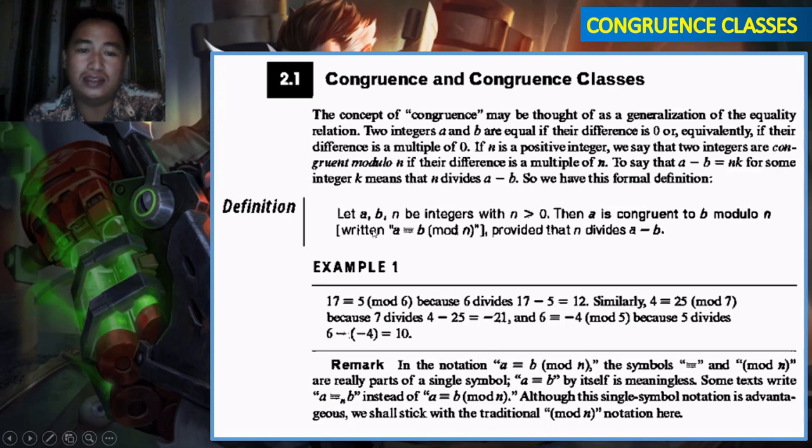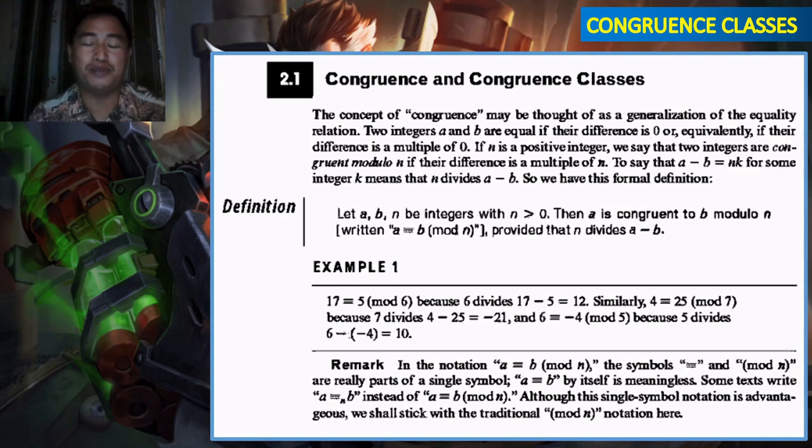Let a, b, and n be integers with n greater than 0. Then a is congruent to b modulo n, written like this: a is congruent to b modulo n. It has three lines, class. This is different from the equal sign. The three lines are what make it different, so be clear on that. This holds provided that n divides a minus b.